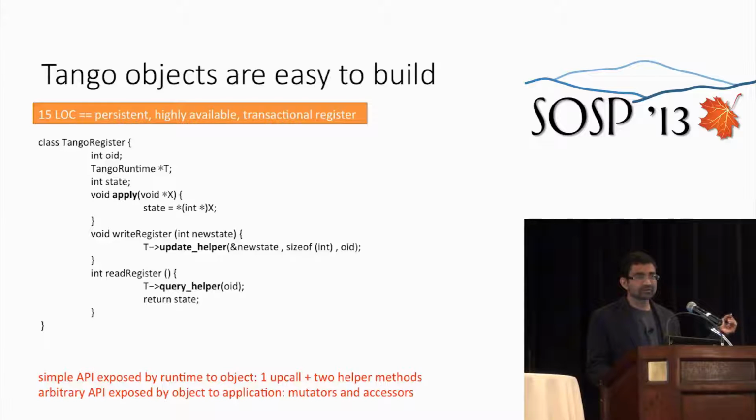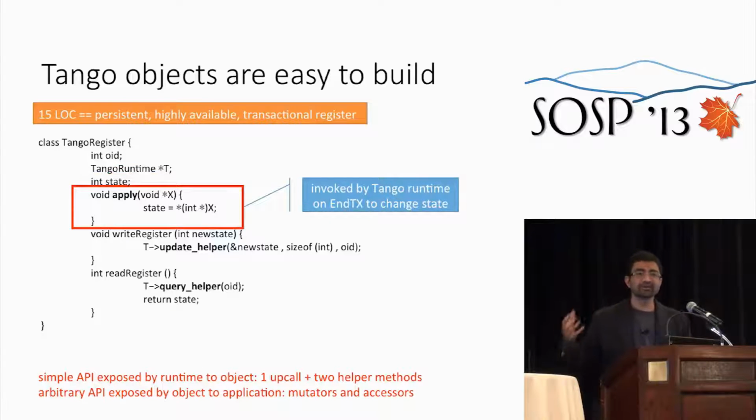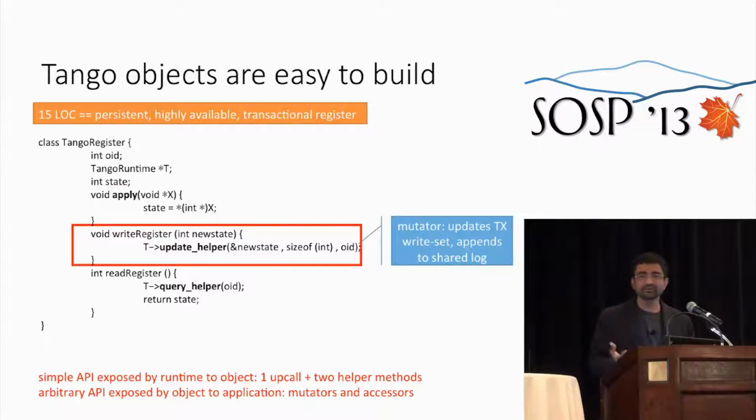And so this code really has 4 components. It has some internal state. This is a register. It's the simplest possible Tango object, so the state is an integer. Second, it has an up call that the Tango runtime invokes whenever there's an update to be applied to the object. This is exactly equivalent to a state machine up call, if you're familiar with state machine replication. Third, you have some set of mutator methods in the data structure. In the case of a register, it's a write. In the case of a map, it would be a put, and so on.